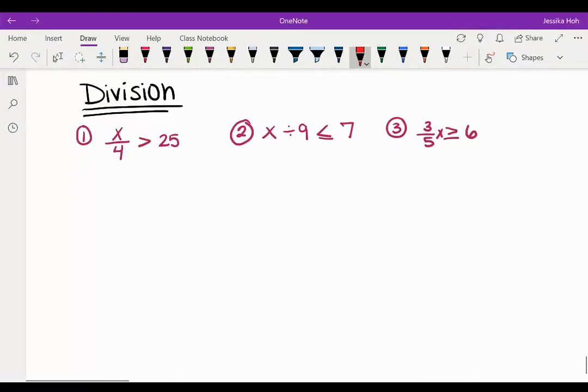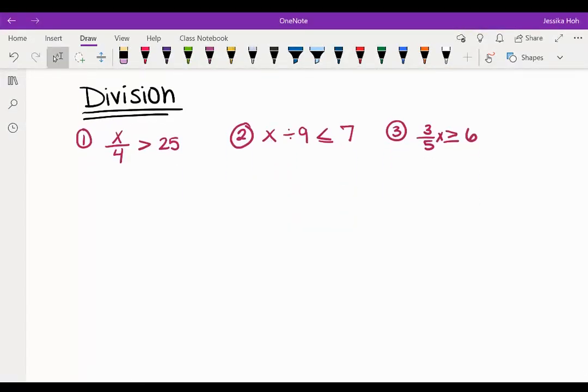And lastly, I have 3 different division problems. I wanted to show you an example of each. So I have x over 4 is greater than 25. So this is division, so I'm going to multiply both sides by 4. And that gives me just x is greater than 100.